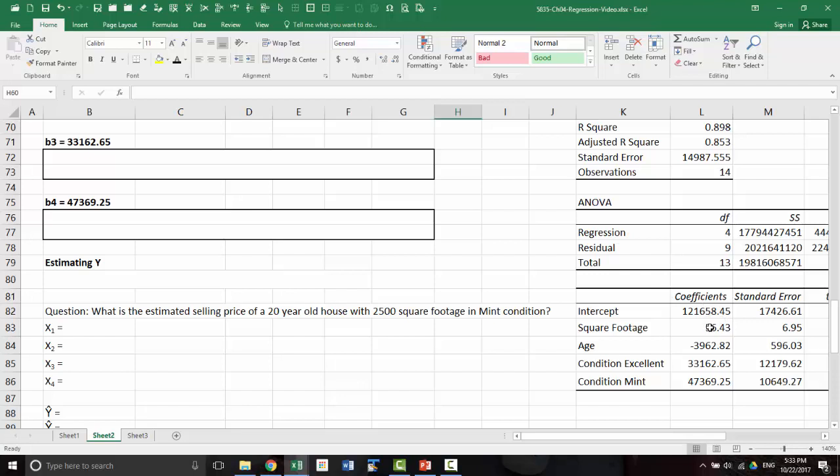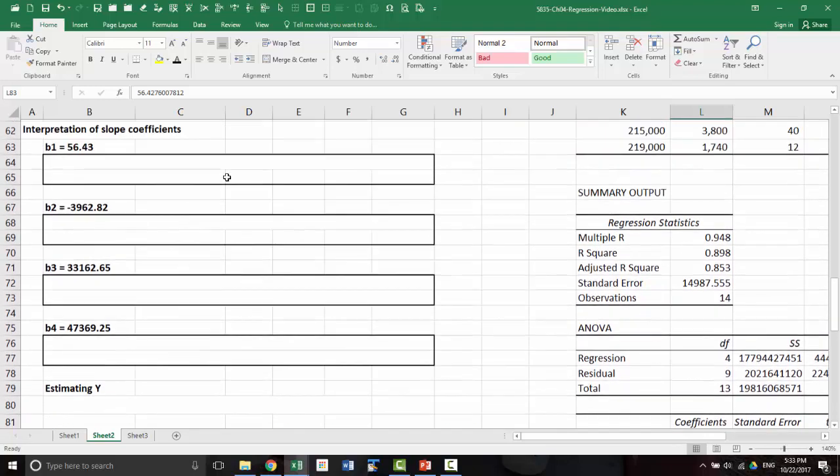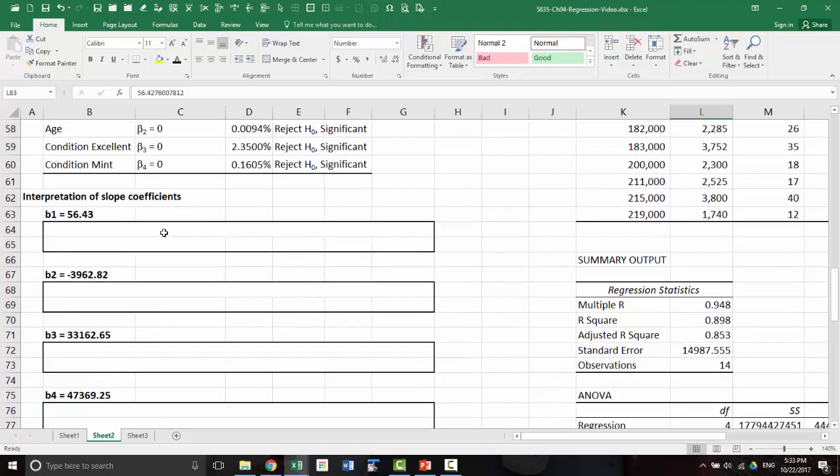Now let's look at these coefficients and interpret them. Remember, we are not interested in the intercept, only the slope coefficients. The slope for square footage is 56.43.